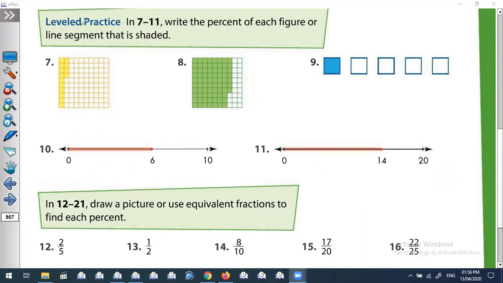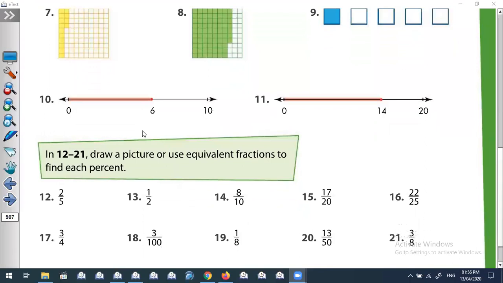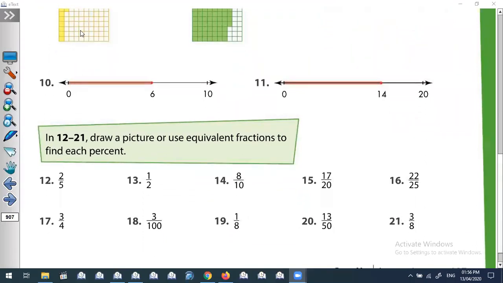Another exercise. Here, draw a picture or use equivalent fraction to find each percent. 5, it should be multiplied by what? By 20, not 2. By 20. So here we have 5 by 20 is 100, 2 by 20 is 40, so write 40%.